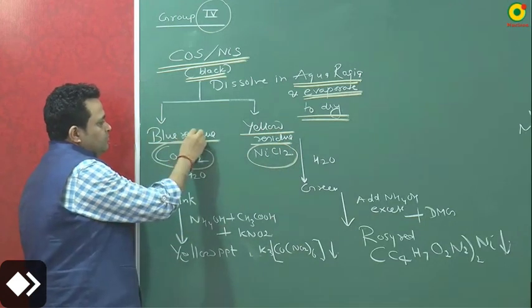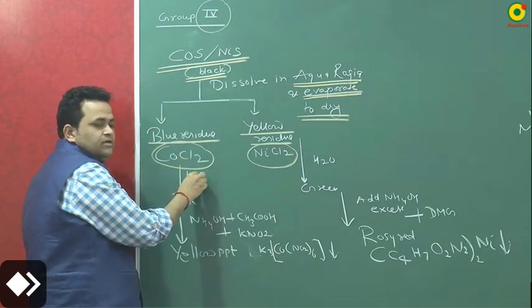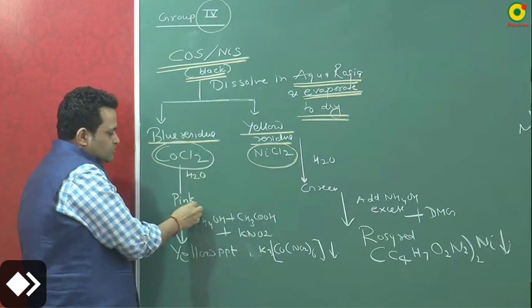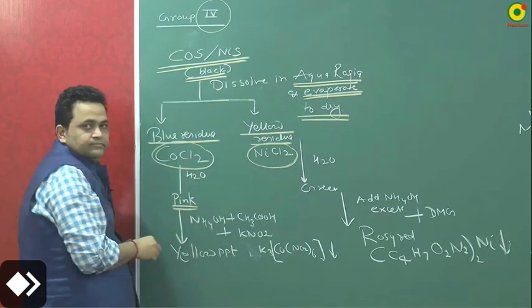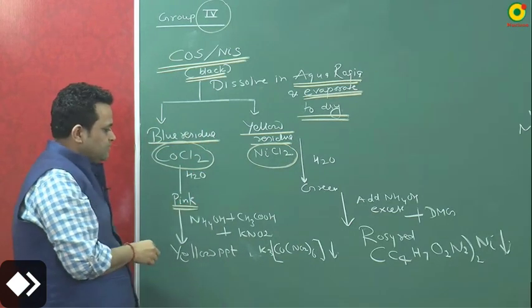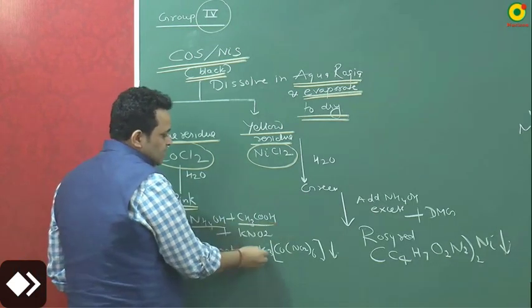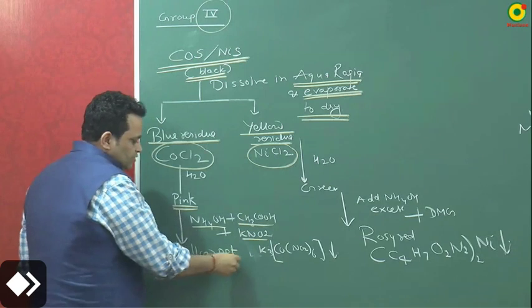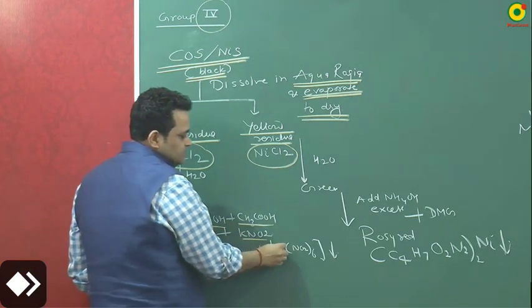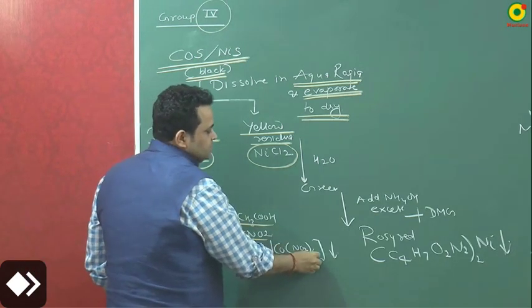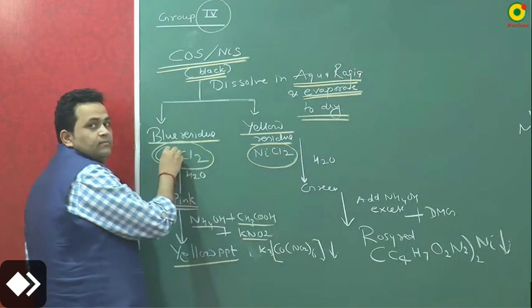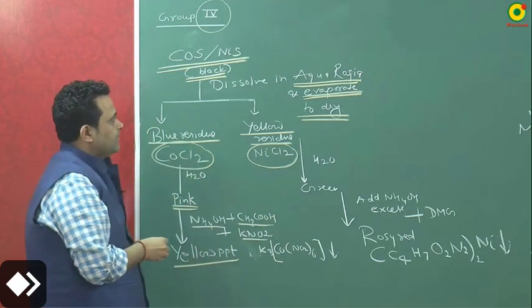What will we do with the blue residue? We will dissolve it in water. The solution becomes pink colored. And for the next confirmatory test, we will add ammonium hydroxide, acetic acid and KNO2. If a yellow precipitate of K3[Co(NO2)6] is formed, it is confirmed as Co+2.